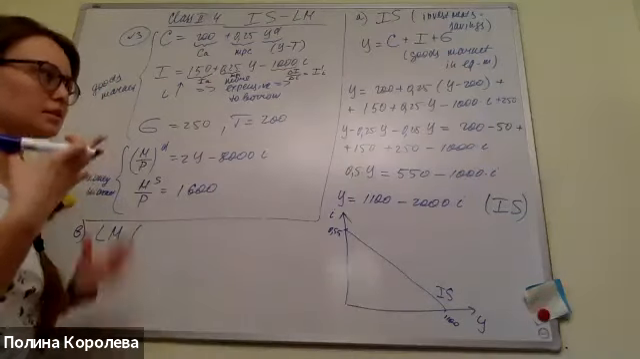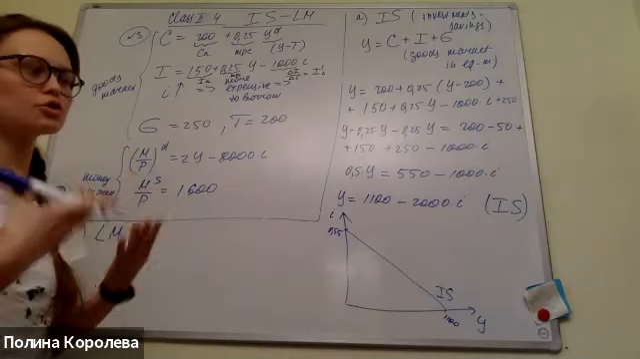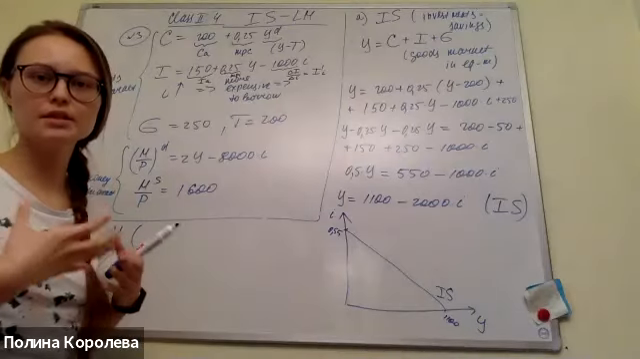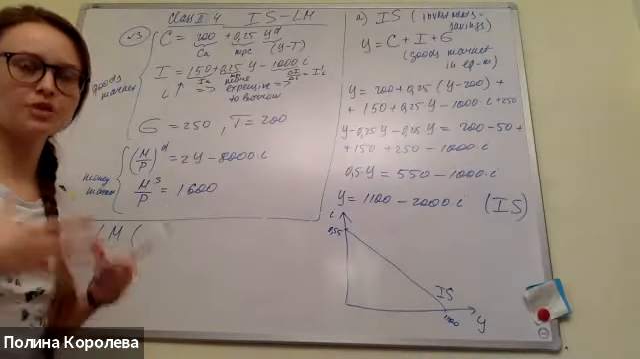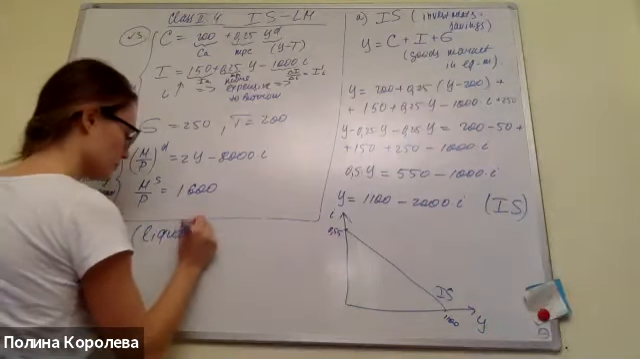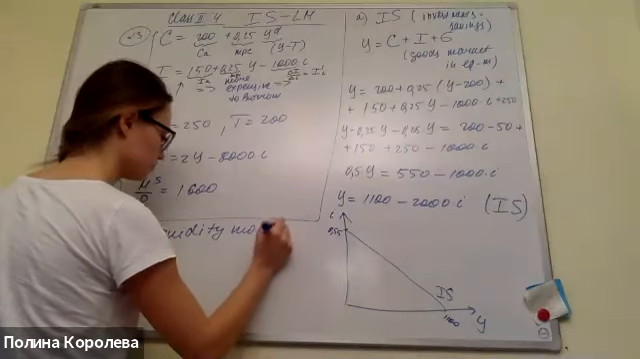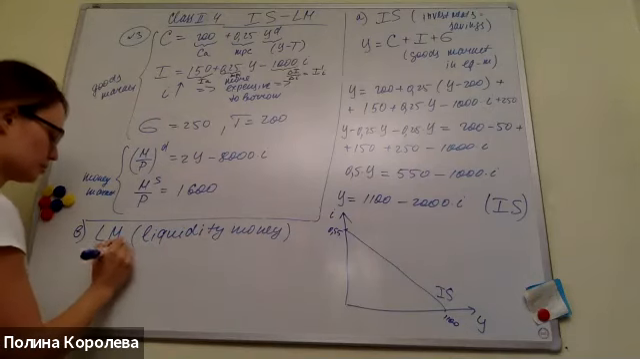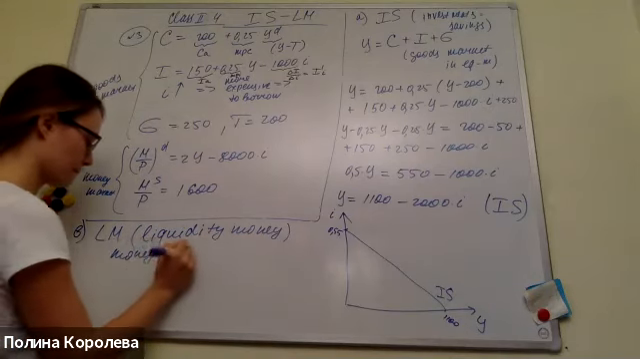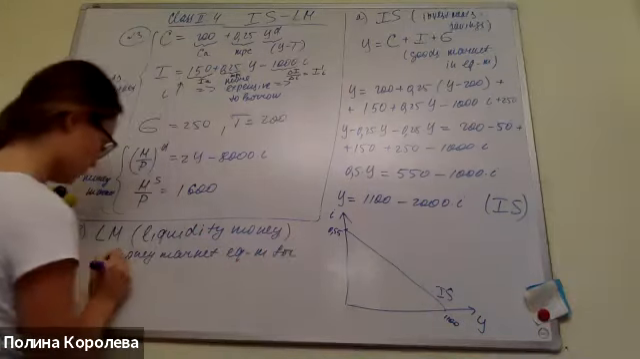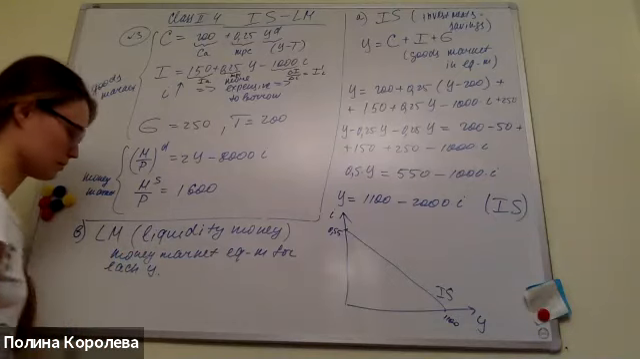Liquidity of money. Yes. So this line will show us for each GDP what will be the equilibrium interest rate that is defined in the money market, such that the money market is in equilibrium. And this will show us money market equilibrium for each output.